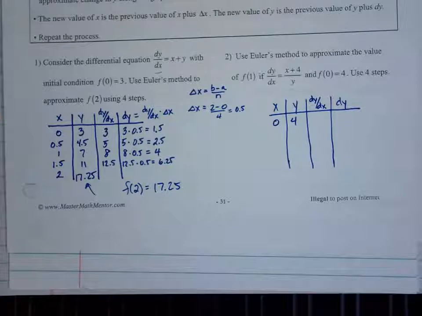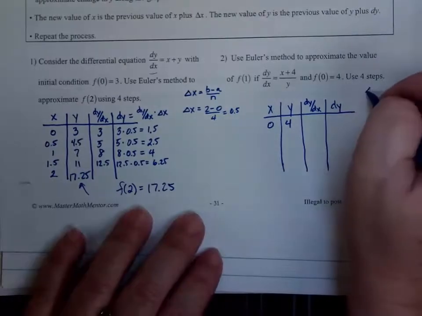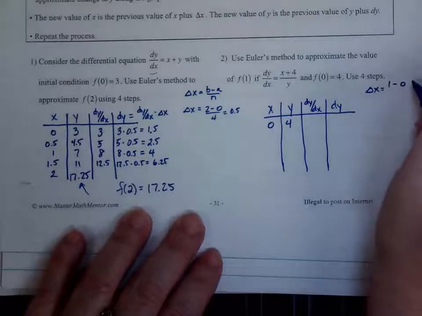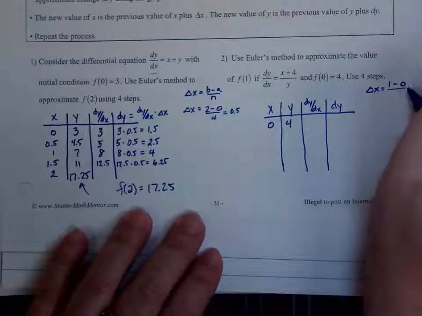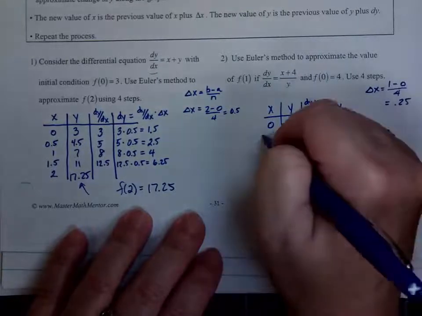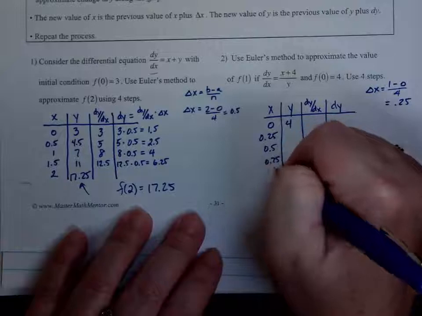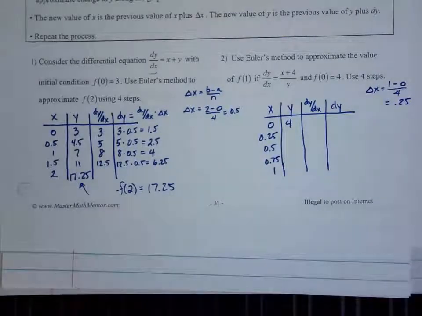Okay? Where does my chart want to end? 1. So what is delta x? 1 minus 0 over what? Which is over 4, which is 0.25. So 0.25, 0.5, 0.75, and 1. Those are your chart values. You do the rest.